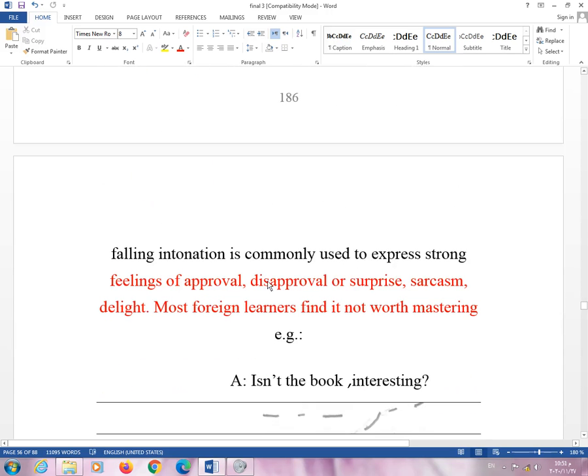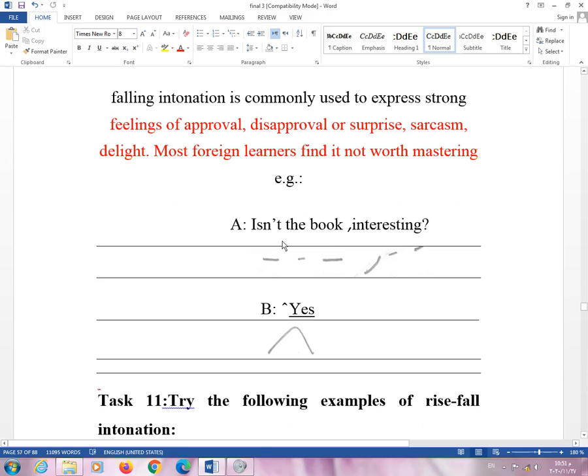Okay? And as you see, this tone is used in order to express strong emotions such as approval, disapproval, surprise, sarcasm, delight, etc. And I think that it's worth mastering because it expresses strong emotions and it's very relevant in emotional situations and so on. Let's look at this example. Isn't the book interesting? Rising, and falling. Yes, okay, yes, strong approval that the book is really interesting.